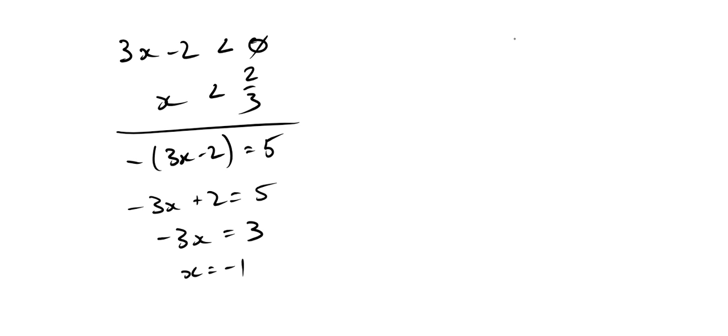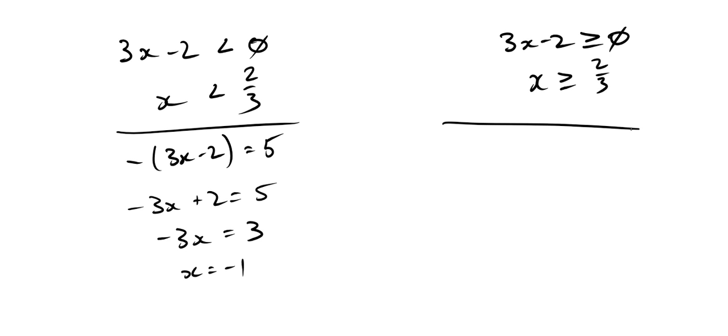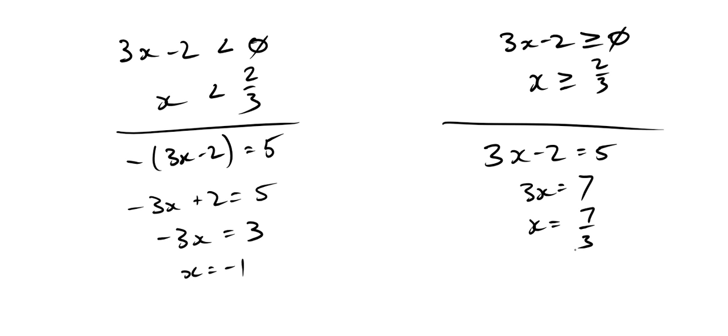And then my other case, I just leave it alone. So I add 2 to both sides. And 7 over 3 works out. I'm going to just, you don't have to do this, the decimal version, right?